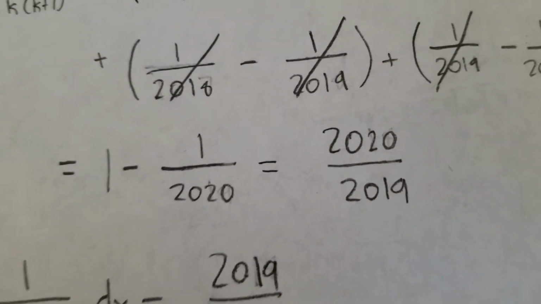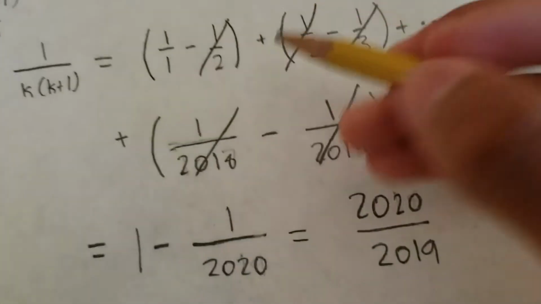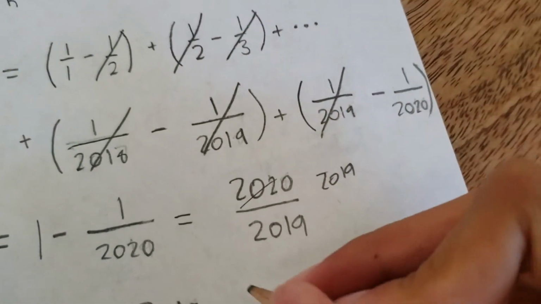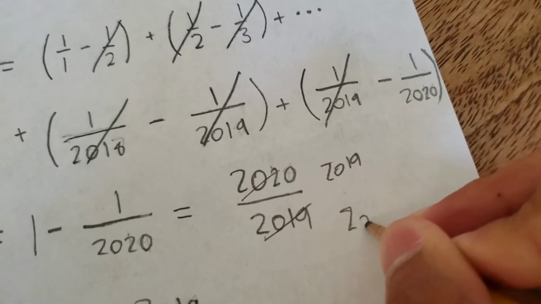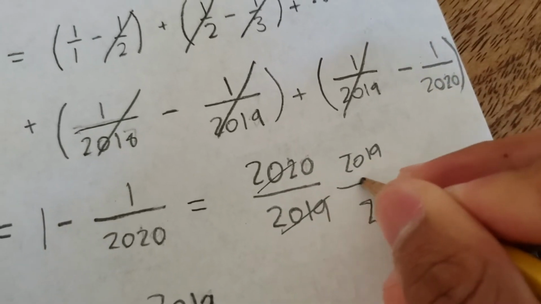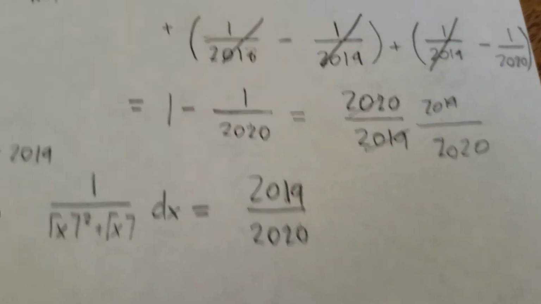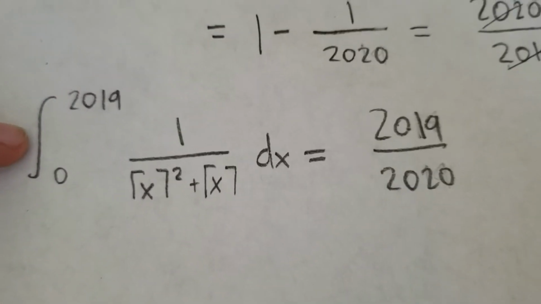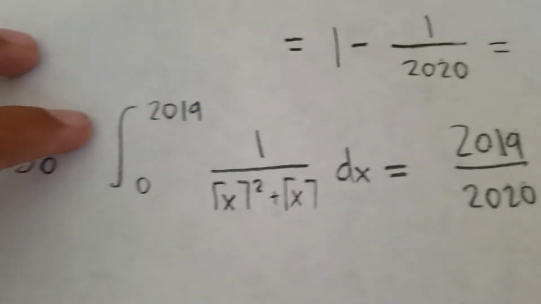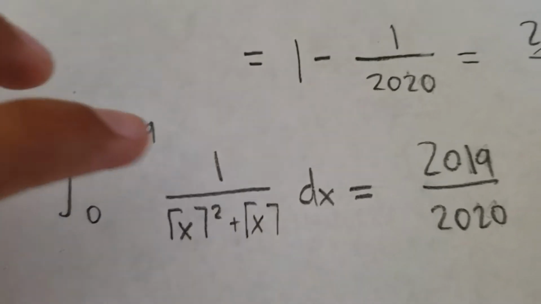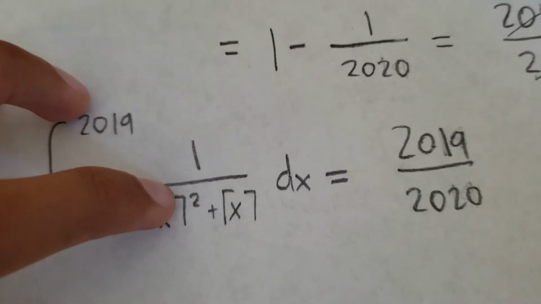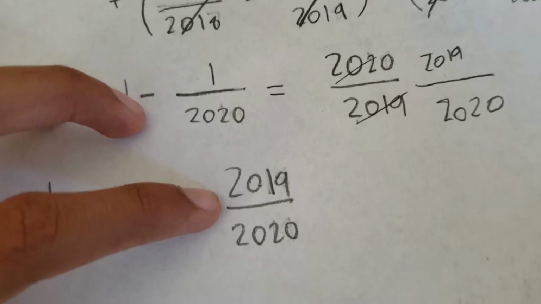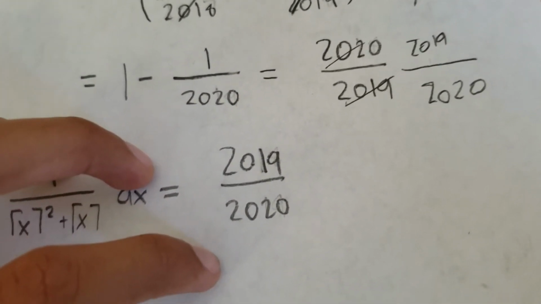and I have no idea why it says 2020 over 2019. I apologize. Let me fix that. 2019 over 2020. Sorry, this is incorrect. And this is our final answer. And remember, our sum here is just equal to our original integral right over here. And in the end, we get our integral from 0 to 2019 of 1 over ceiling function of x squared plus ceiling function of x dx is just 2019 over 2020.